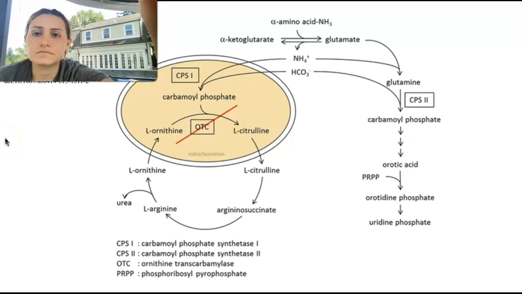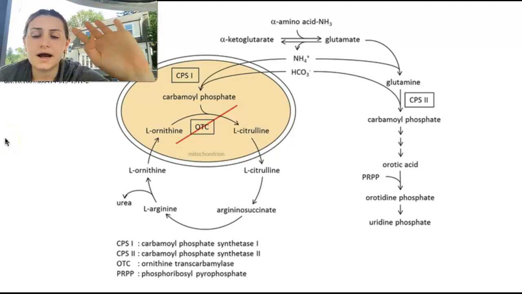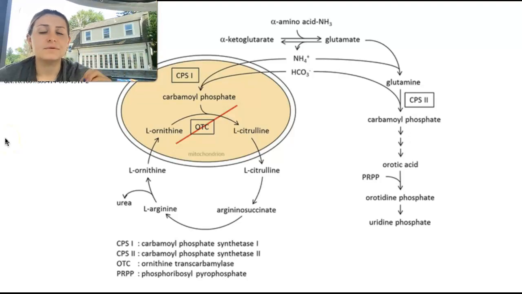So I would say the most likely deficient enzyme is ornithine transcarbamylase, and that is responsible for converting carbamyl phosphate to citrulline. So that's right here. And then this is the step that we're talking about.